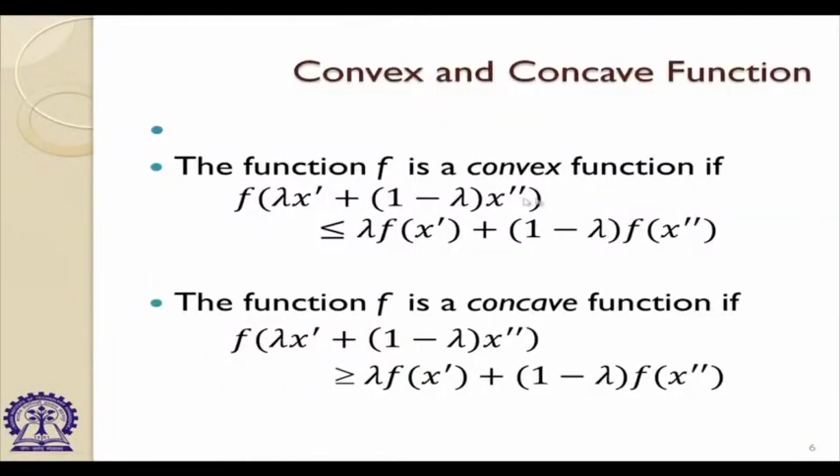Alright, and as I said that there are 2 points, x prime and x double prime. If I take the linear combination of these two, lambda x prime plus 1 minus lambda x double prime, where lambda is lying in between 0 to 1, then the functional value will be, for the convex function, always lesser than lambda f(x prime) plus 1 minus lambda f(x double prime) for any value of lambda between 0 to 1. And for the concave, this is the reverse case. Instead of less than type, it will be greater than type, as I showed you graphically. Alright.